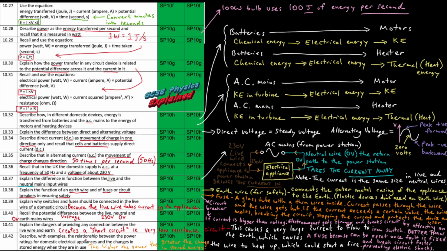And describe with examples the relationship between the power ratings for domestic electrical appliances and the changes in stored energy when they are in use. Right, so basically the higher the power of the device, the greater the change in stored energy. So if you've got a telly and it's only 100 watts, then that's only going to use 100 joules of energy per second. Whereas if you've got a massive light bulb or something, 500 watts, that'll be 500 joules per second. Remember what I've said up here. However many watts it is, that tells you how many joules per second.